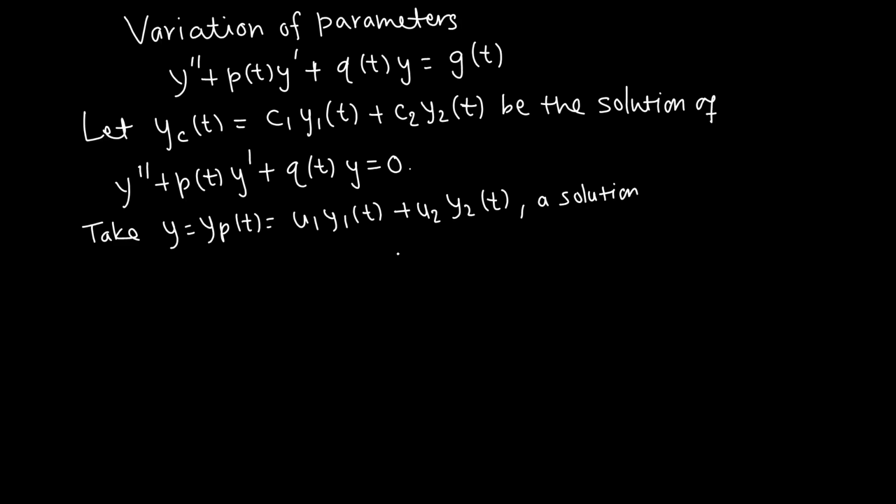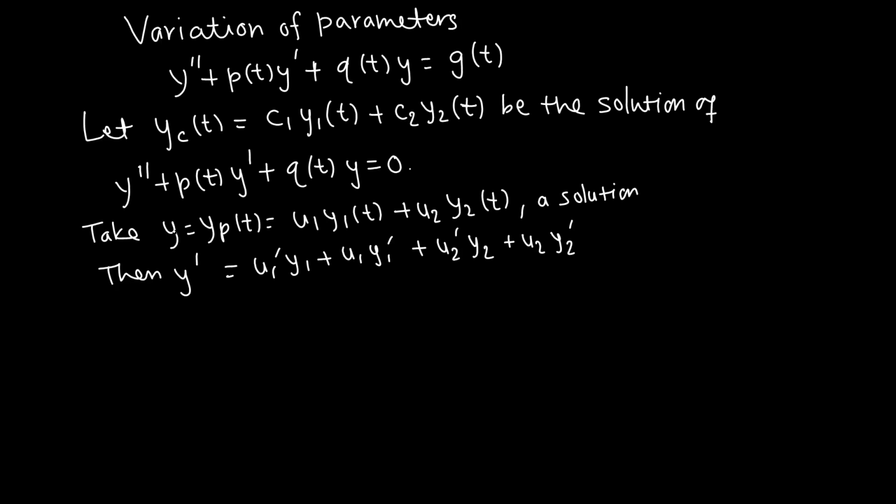of the original ODE. Then to find u1 and u2, we plug this into the original equation. That means we need to find y prime and y double prime. So let's find y prime. Then y prime is equal to, here we got a product of two functions, same here, so use the product rule. Using the product rule, u1 prime y1 plus u1 y1 prime, I'm just dropping this, plus another product rule, u2 prime y2 plus u2 y2 prime, and we find y double prime.